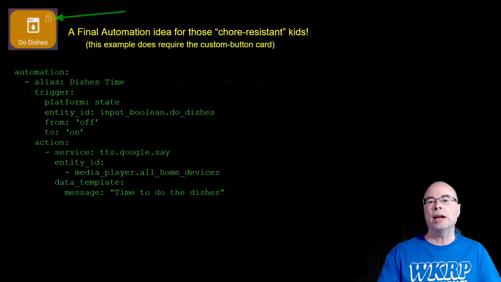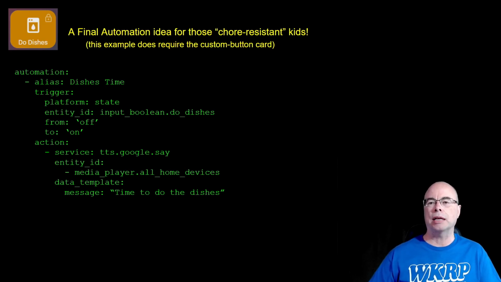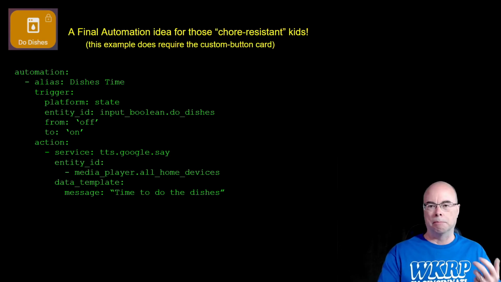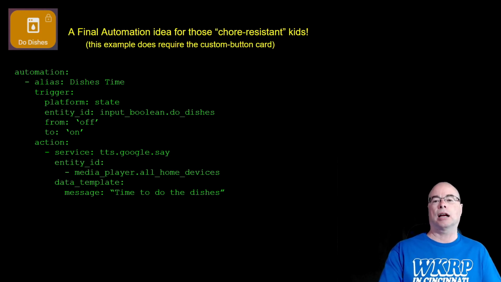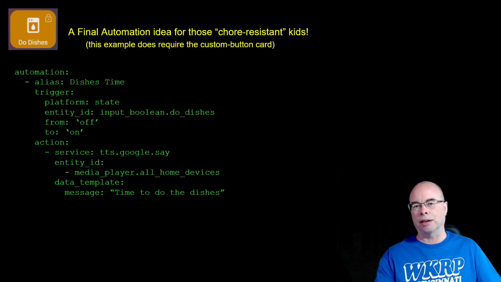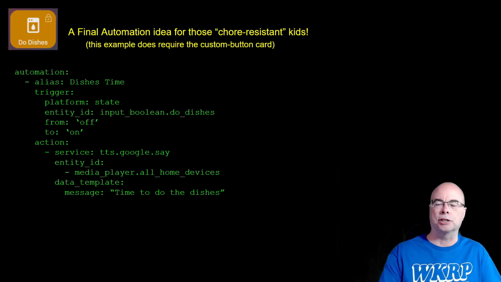So for our automation here, again, we're going to trigger off the fact that that input Boolean or that toggle helper is going from off to on. And once again, you could do all of this in the UI. I'm just showing the YAML here because it's a little bit easier to see and explain. But anytime that this input Boolean is toggled from off to on, so mom or dad clicks this button to say it's time to do the dishes, it's going to make an announcement over, in my case, all of my Google speakers saying it's time to do the dishes.